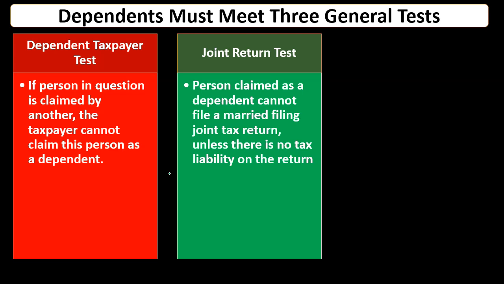Joint return test. A person claimed as a dependent cannot file a married filing joint tax return. So general rule, if someone is a dependent, they're not typically married, is the idea behind this rule.